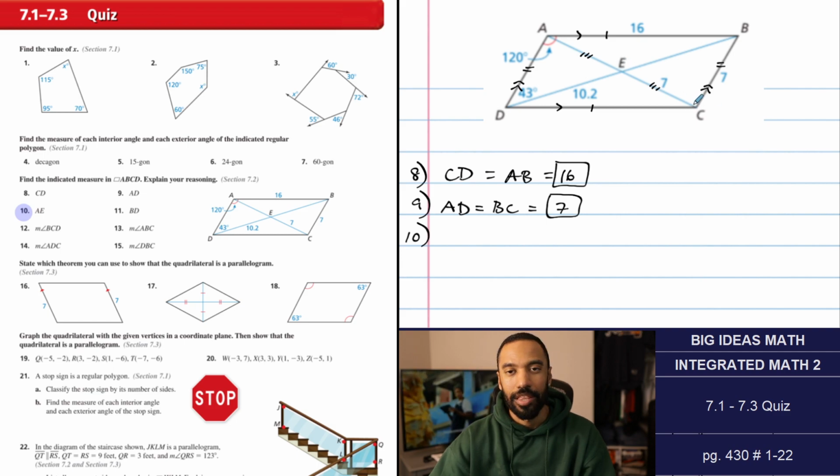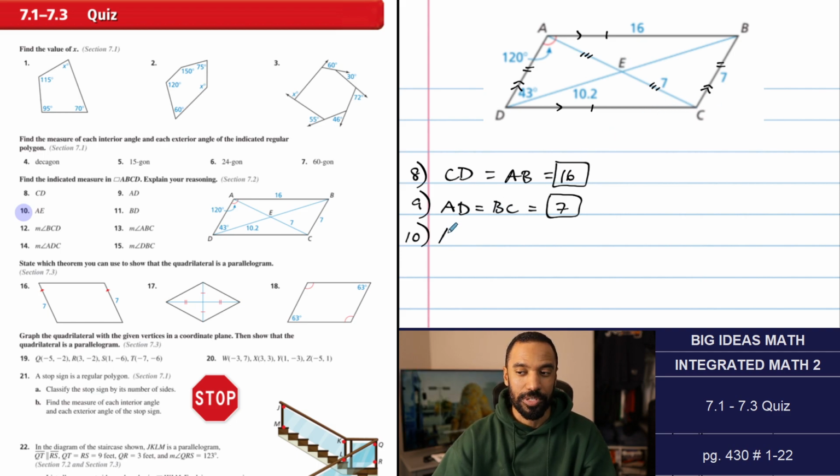If EC is 7, then so is AE. AE is the same as CE, which is also 7 there.